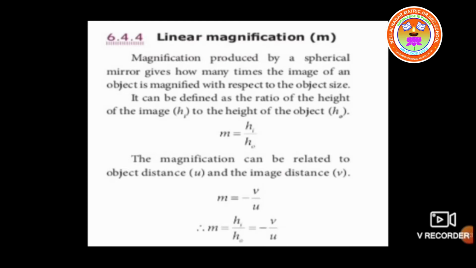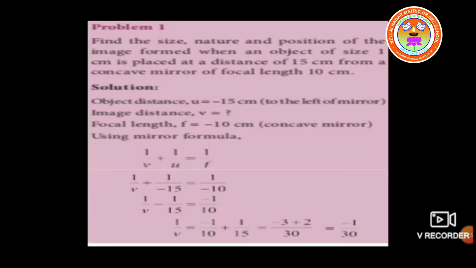Okay, students. So the linear magnification M is equal to Hi divided by Ho is equal to minus V divided by U. It is also an important formula. Depending upon the linear magnification and mirror equation, we are going to discuss this problem. That is an example problem given in our book.